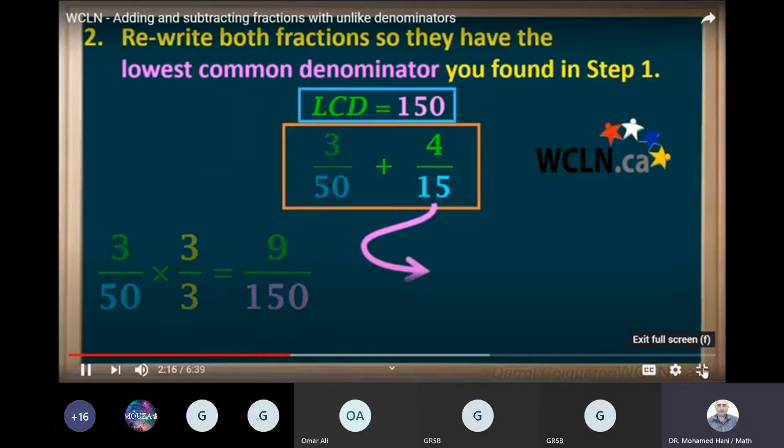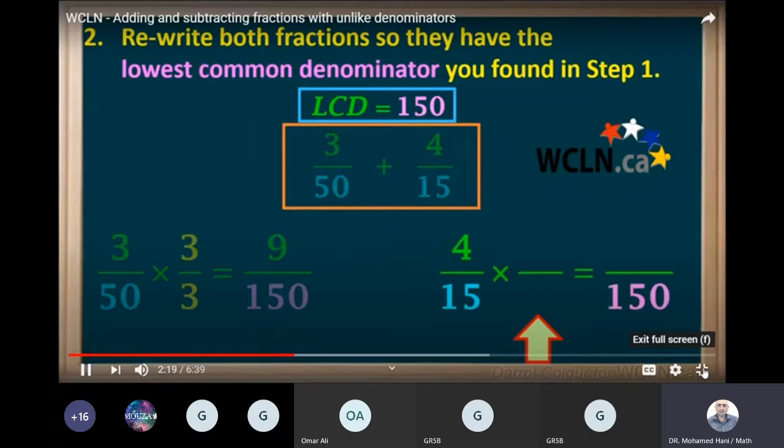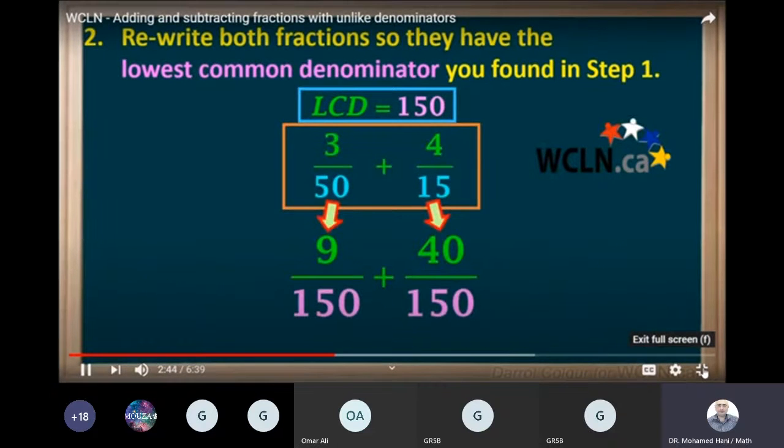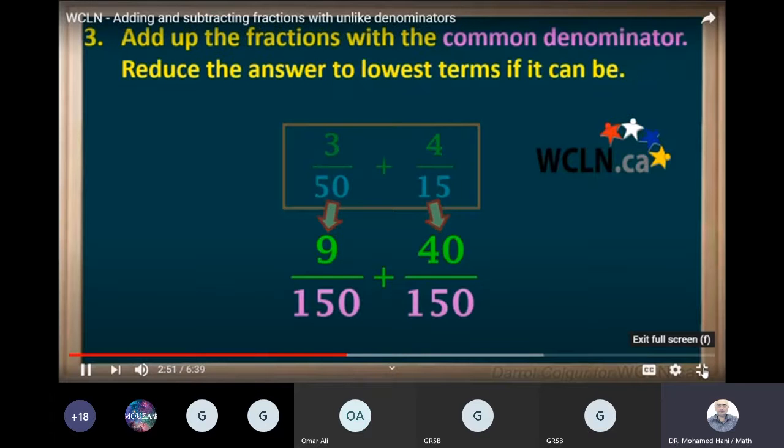Now we'll look at the other fraction, 4/15ths. To give it a denominator of 150, we must multiply 15 by 10. And to get the new numerator, we must also multiply the 4 by 10. 4 times 10 gives us 40 for our new numerator. So the fraction 4/15ths can be written as 40 over 150. So 3/50ths plus 4/15ths can be written as 9 over 150 plus 40 over 150.